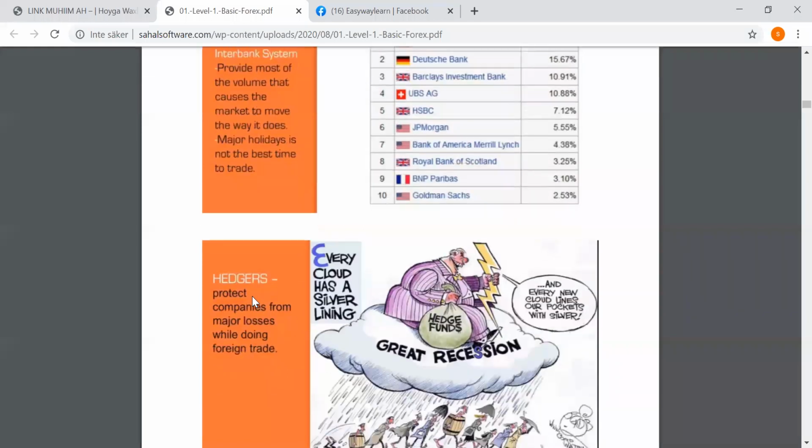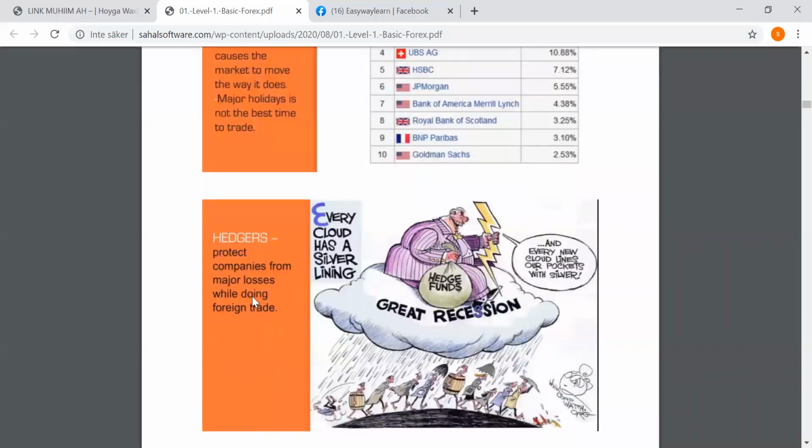Hedgers are also another very big player. They protect companies from major losses while doing foreign trade. They help the big companies so that they don't lose what they are going to invest in trading. So hedgers actually play a big role in the forex market.